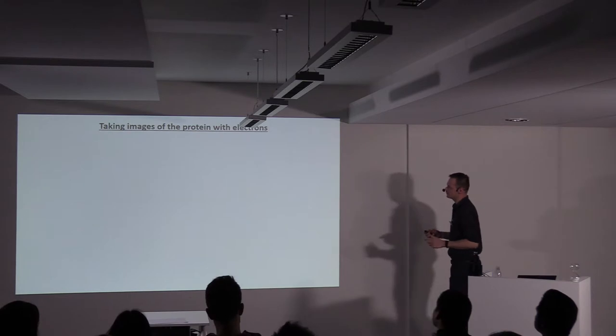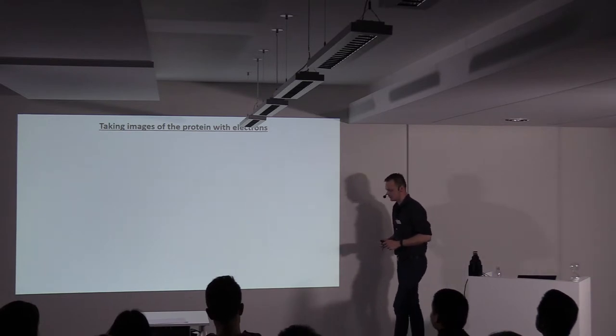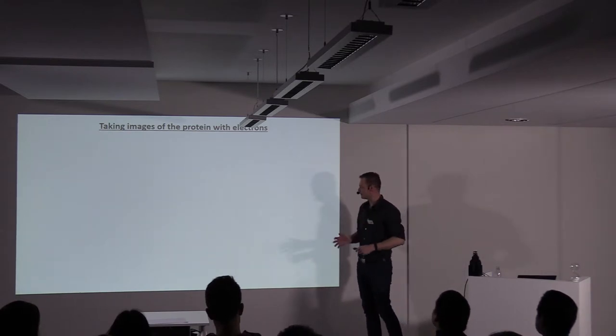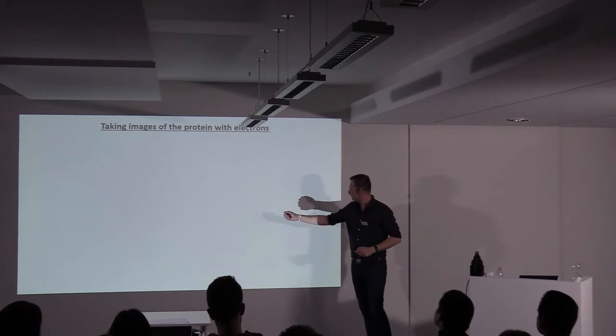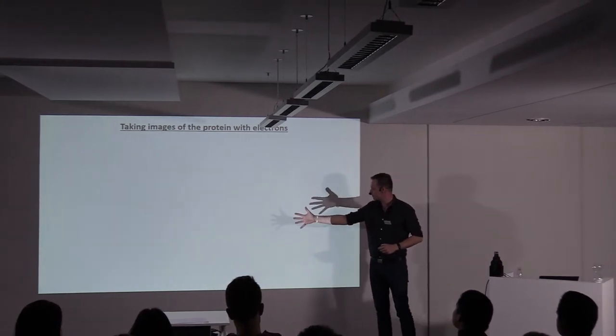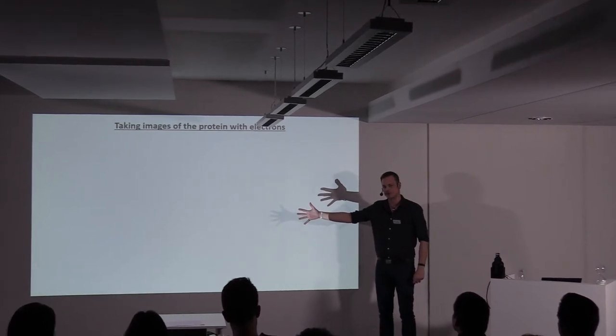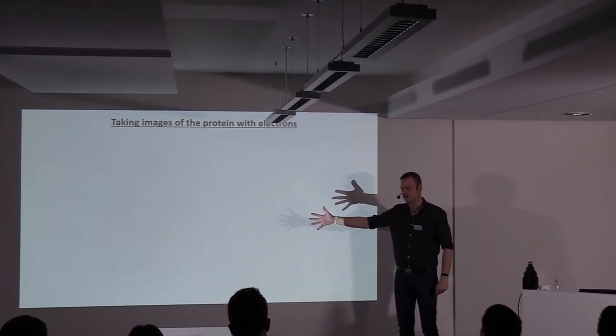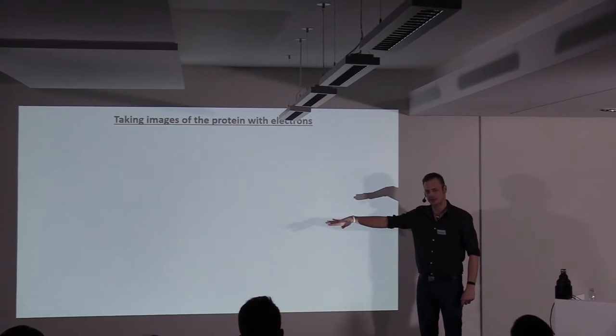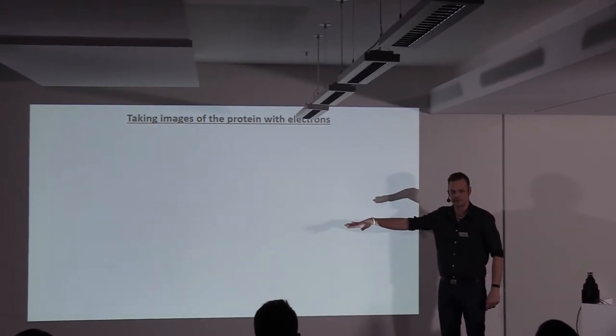So if you now want to take an image of a protein with electrons, imagine the beam coming from the front. Yes, it's the electron beam, and you have a protein which is frozen like this. Then you will get an image like this. But take note, if the protein has been oriented differently, you will get an image like this. Still the same protein, it's just a different view.